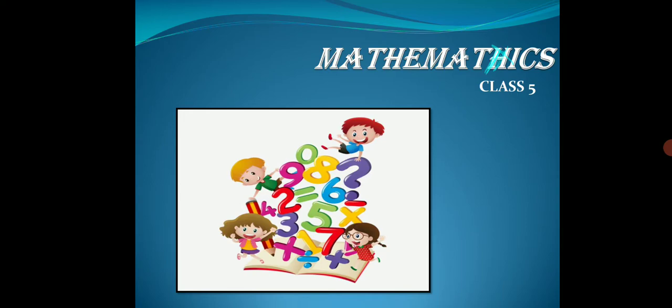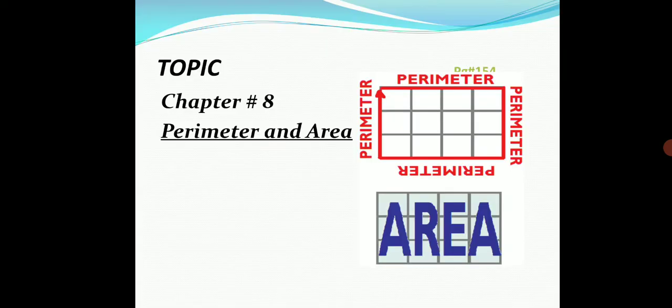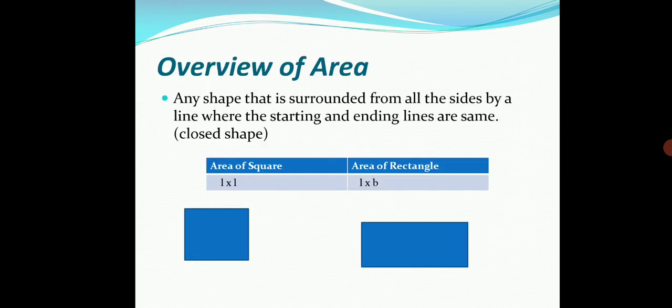So this is your maths video in which we are going to revise our chapter number 8, that is perimeter and area. You have already done all the exercises of area and perimeter, and you know very well how we can find the area of a square and a rectangle with these formulas. The area of a square is L into L, that is L square. And the formula for the area of a rectangle is L into B.